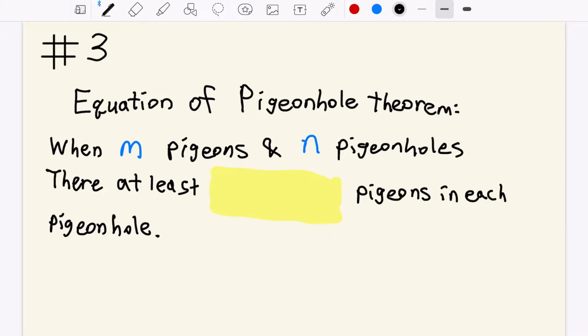So if we generalize this and put it into the form of an equation, the equation of the pigeonhole theorem is: when there are m pigeons and n pigeonholes, there are at least (m minus 1) over n, plus 1 pigeons in some pigeonhole.